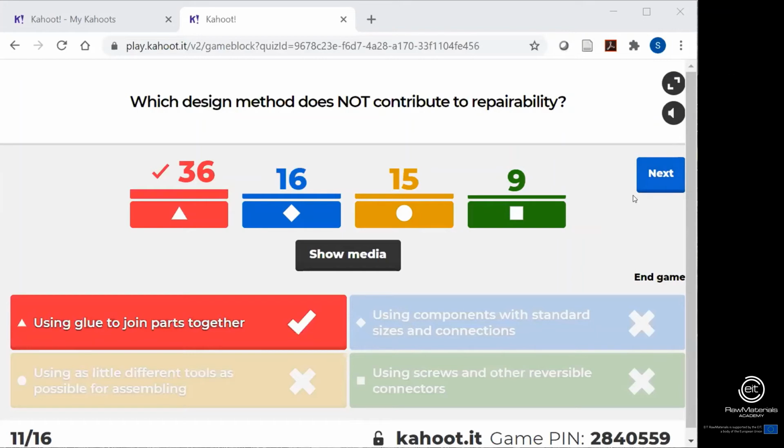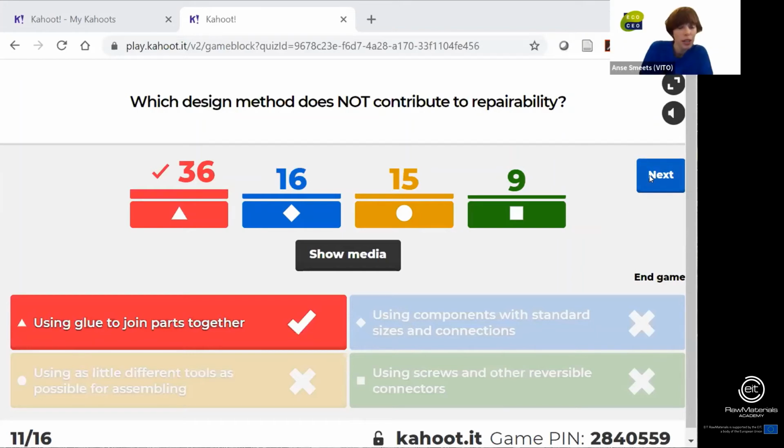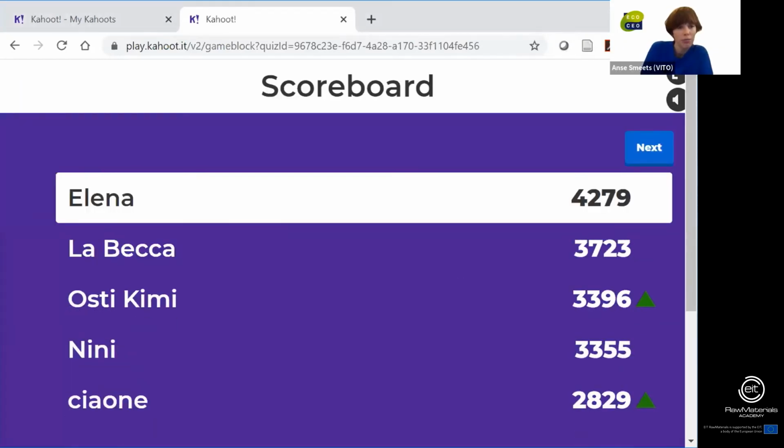What happens to the scoreboard in this way? Elena is doing very well. Okay, the floor is yours again, Saskia.